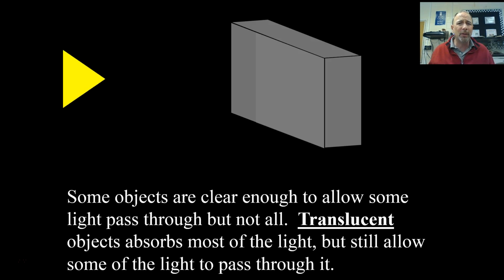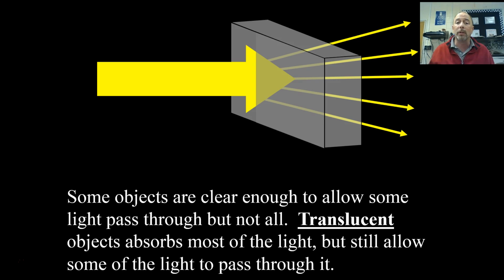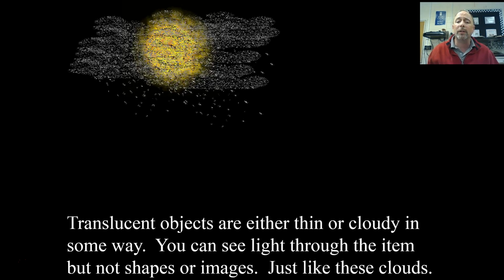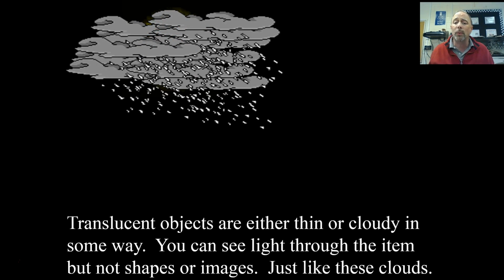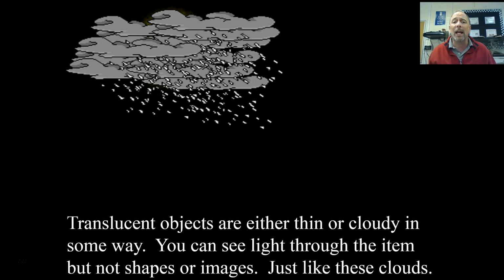Some objects are clear enough to let some light pass through, but not all of it. These are known as translucent objects. Now, they absorb most of the light, but still allow some of the light to pass through. Translucent objects are either thin or cloudy in some way. You can see light through the item, but no shapes or images, kind of like these clouds.